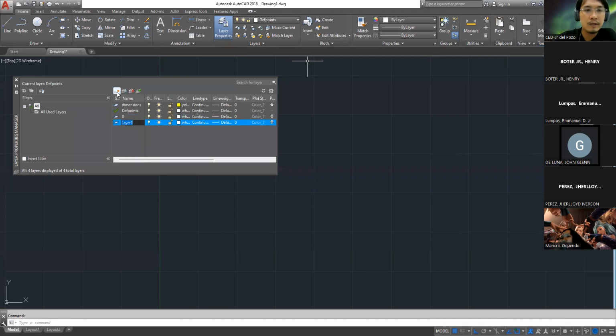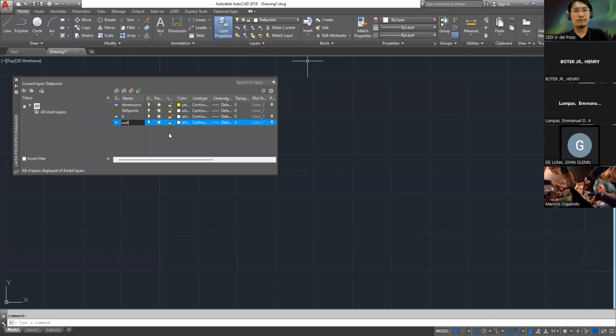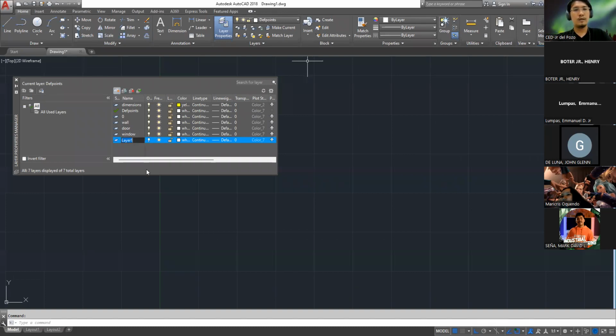So maglalagay ako ng layer. Pag nag-add kayo ng layer, you click this. Yung sun. So lagay ko, halimbawa, wall. Add ako uli ng layer, I put it door. Add ako uli ng layer, I put here window. Add ako ng layer, I put wall, door, window, and then column.